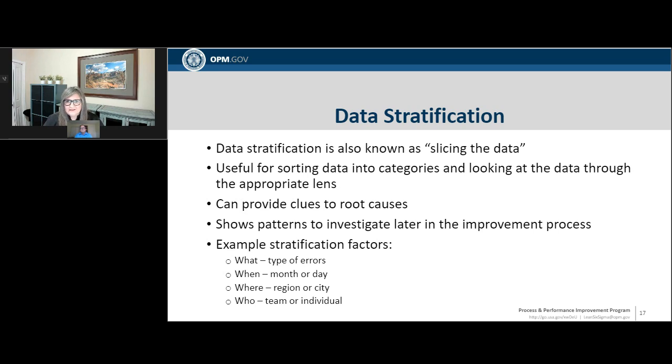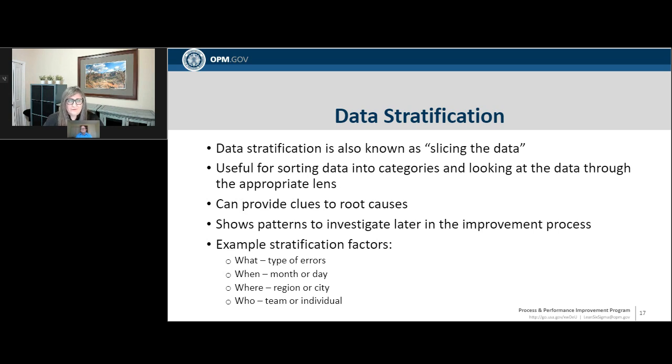So taking a look at this, as I mentioned, we often call this slicing and dicing the data. And it's really a lens that we use to look at the data through. So it's critical that we identify those stratification factors and really the way that we want to analyze and use the data as early and upfront as we can.